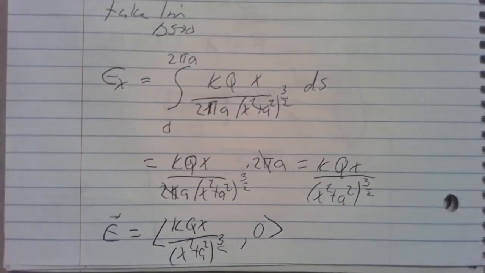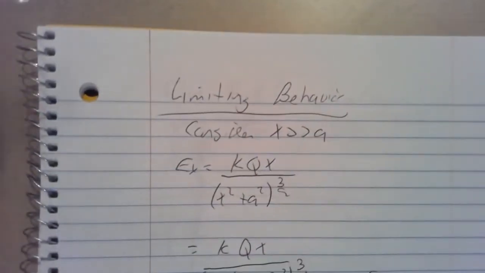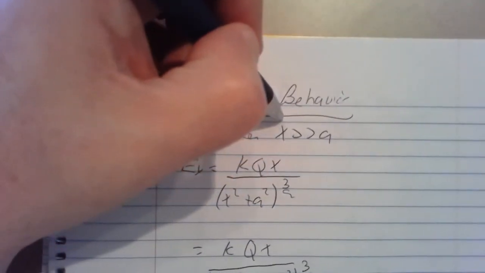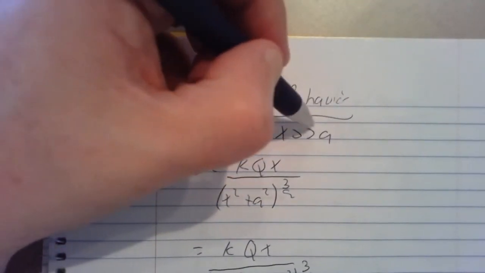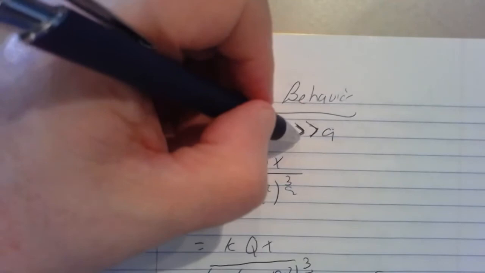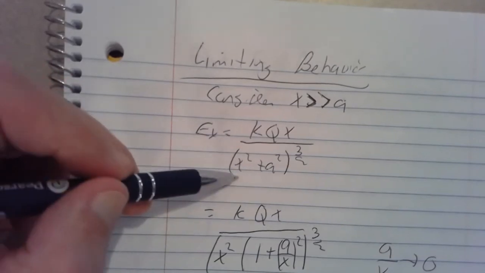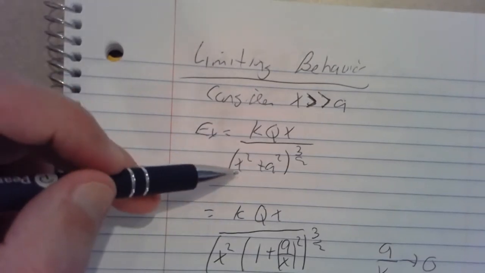Okay, now let's look at some limiting behavior. So we've got this ring here. What happens if we're really, really far away from the ring? What we're thinking is the limit as x goes to infinity, but that's really not what we're doing. In physics, we'll write stuff like this. In a math class, we would say limit as x goes to infinity. But here, we're going to consider what happens when x is much, much bigger than a. When you write the symbol for much greater than, that means not just bigger, but much bigger. Okay, so this is the expression we just got. I just recopied it over, no math happened there.